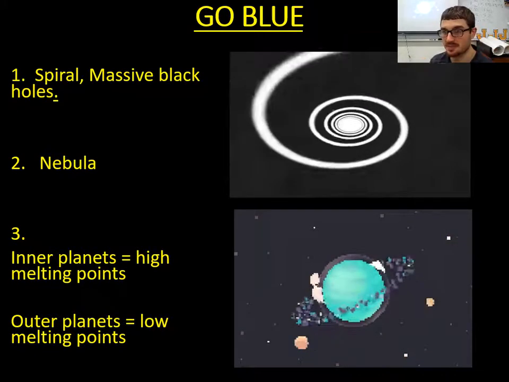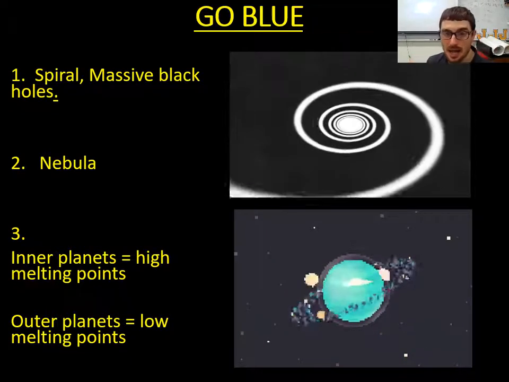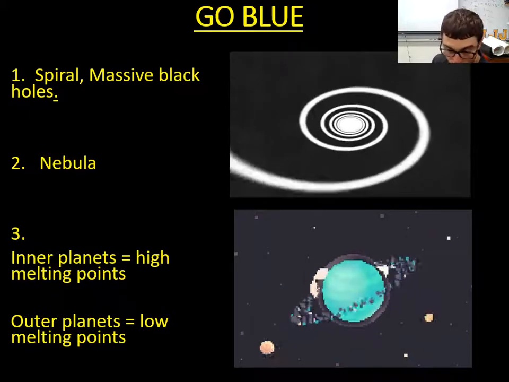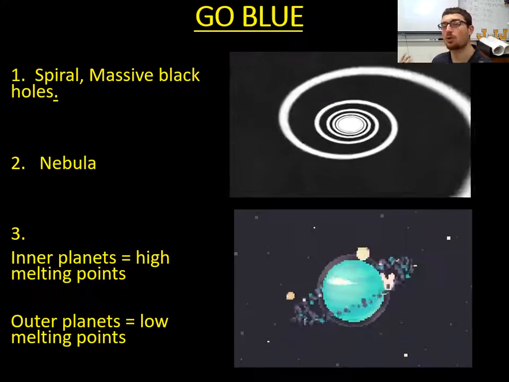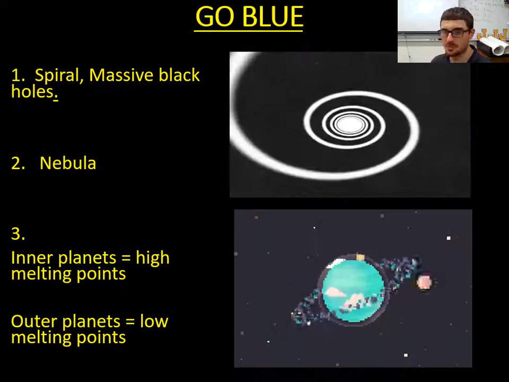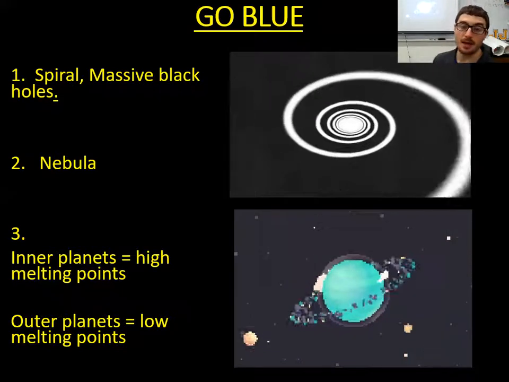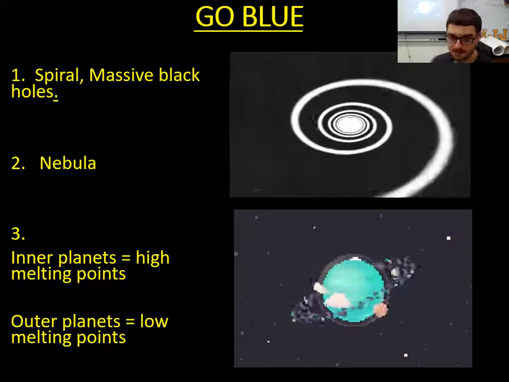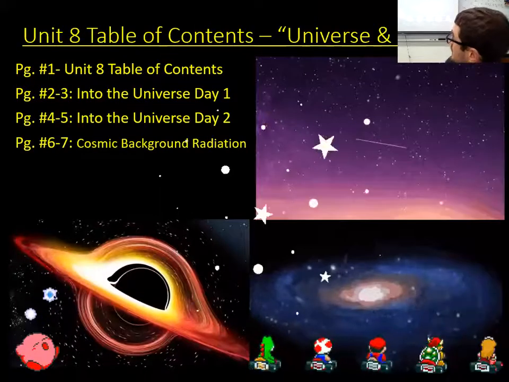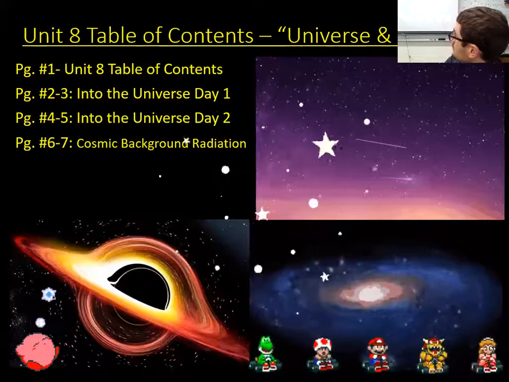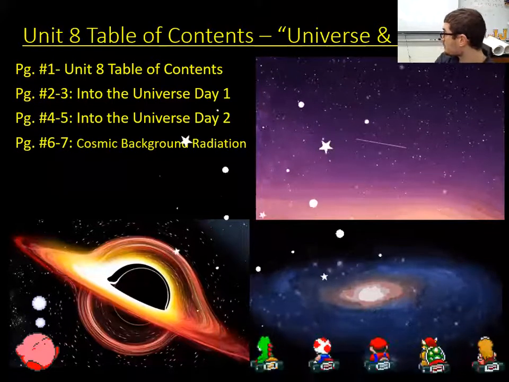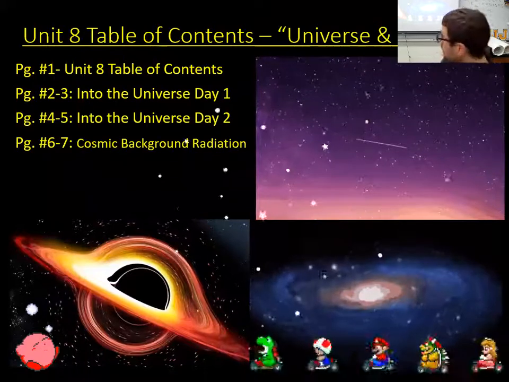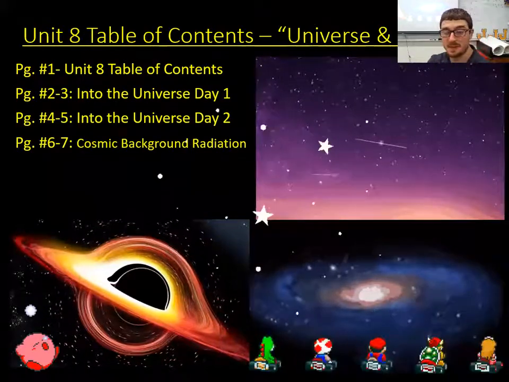Lastly, for number 3, the inner planets have higher melting points because they need to be strong to withstand the heat of the sun. And the outer planets have lower melting points because they're farther out, they're colder, they're icy, hence why maybe they're able to survive farther out as opposed to the rocky planets, right? Moving on to our next section, guys, the table of contents. We're going to go over pages 6 and 7, which are the cosmic background radiation. Again, cosmic background radiation. For that one, we're going to talk about all the radiation that's in space.